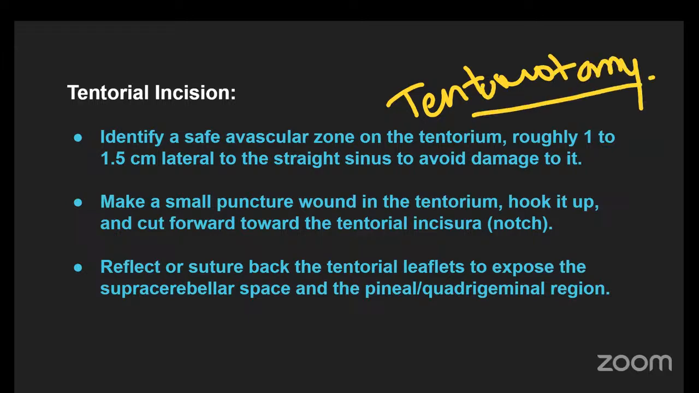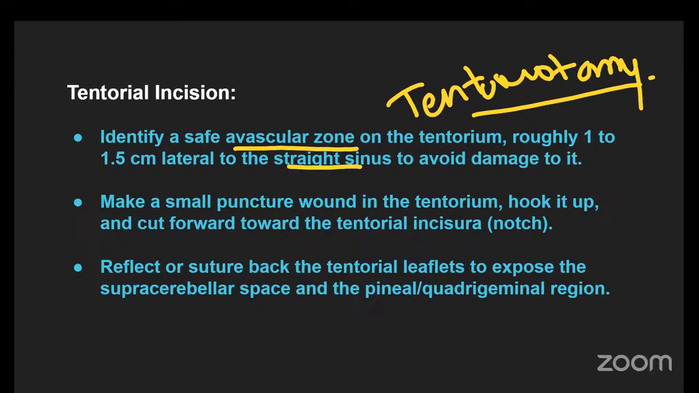If somebody wants to go extra fancy, we have to find a safe avascular zone, 1 to 1.5 centimeters lateral to the straight sinus, making sure there is no venous lacunae in there, and making sure we are close to the edge, but not too close. We bipolarize it, make a small puncture, hook it up, and give the rest of the incision under vision.